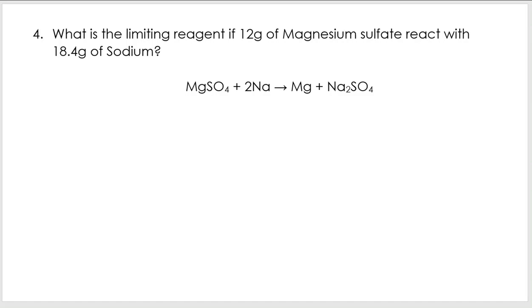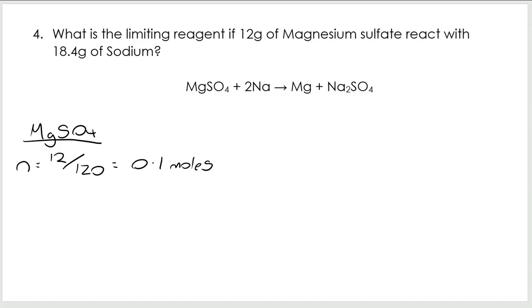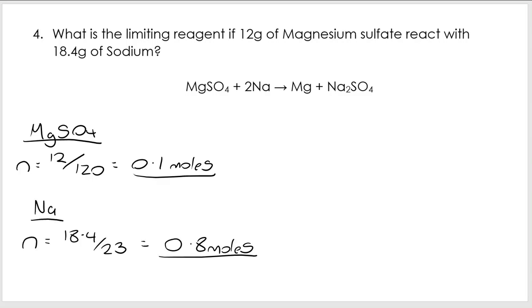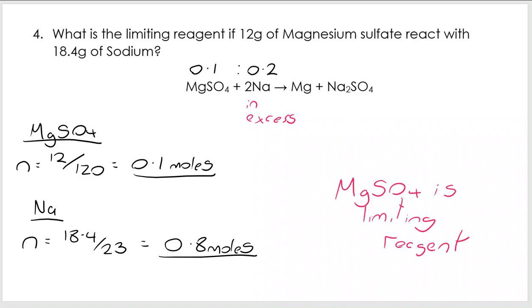Final question. And once again, magnesium sulfate, let's work out. I have 0.1 moles. In my sodium, I've got 0.8 moles. Now 0.1 of MgSO4 would react with 0.2 of sodium. That means there's 0.6 of the sodium unreacted. That means it's in excess, and that means magnesium sulfate is the limiting reagent.